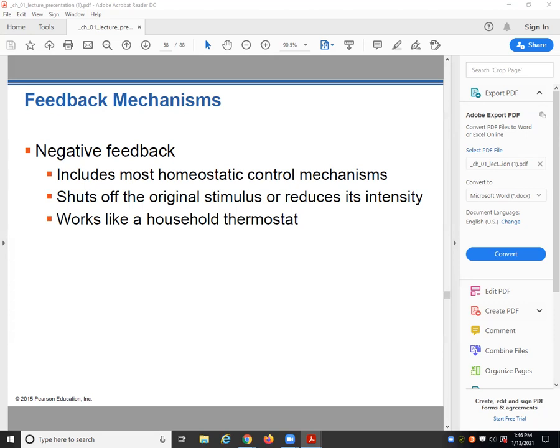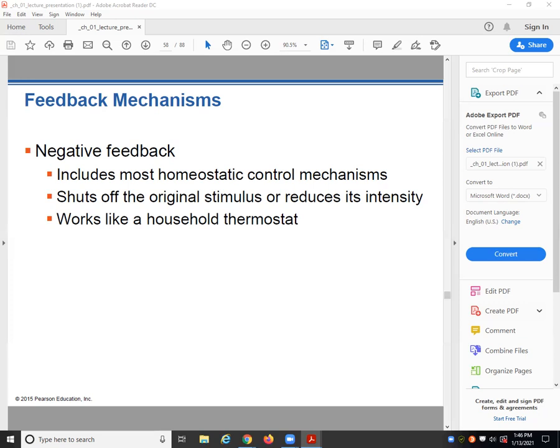So understanding that concept now helps you understand feedback mechanisms. Okay. So negative feedback is what happens most of the time. And that's most of your homeostatic control mechanisms. So you're shutting off the original stimulus, whatever that stimulus was, or reducing the intensity of that stimulus.